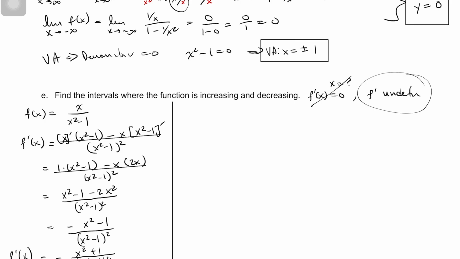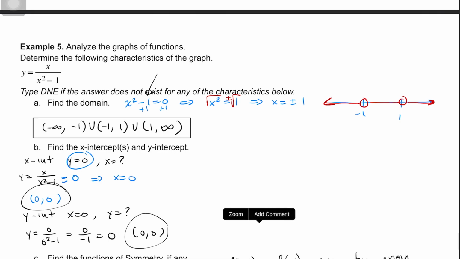So when can this be undefined? This will be undefined whenever the denominator is 0. So let's take the denominator and set it equal to 0. We've done this so many times already, right? The only way that this is going to be 0 is if you're squaring a 0 number. So we're saying that x squared minus 1 has to be 0 in order for this to be 0. But we already did this before, right? This is going to be the case when x equals plus or minus 1. We did that problem right here.